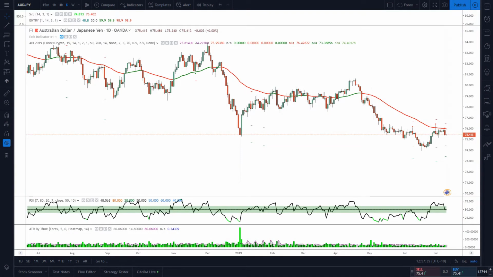Today I'm just going to run you through an intraday trading opportunity I just took on Aussie yen. I'm going to demonstrate a little more and elaborate a little more on how I use basic technical analysis in order to make money out of the markets. I mean, this stuff is very simple.